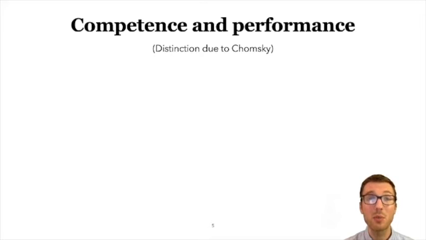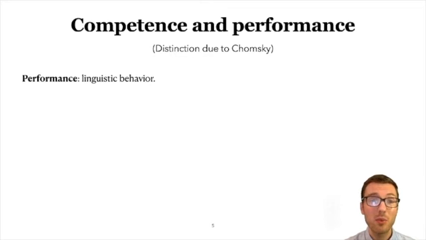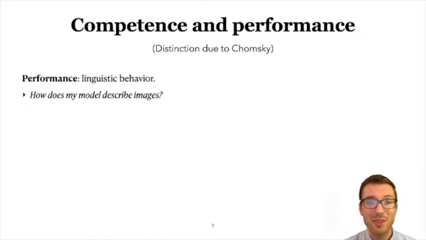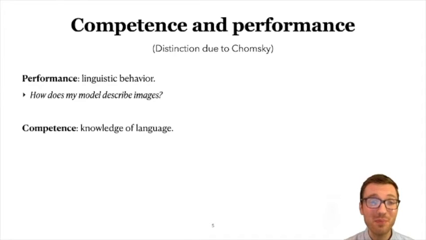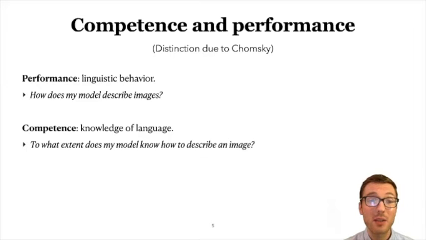The second distinction is between competence and performance, and this distinction is due to Chomsky. Performance is defined as linguistic behavior, and the question that belongs to performance here is, how does my model describe images? Competence is defined as knowledge of language. So here you would ask, to what extent does my model know how to describe an image? Now, many researchers are actually interested in competence. Competence is fairly hard to access because it refers to the internals of a system, whereas for performance, we only need to look at the output of a system.